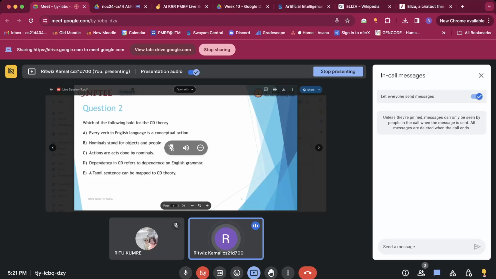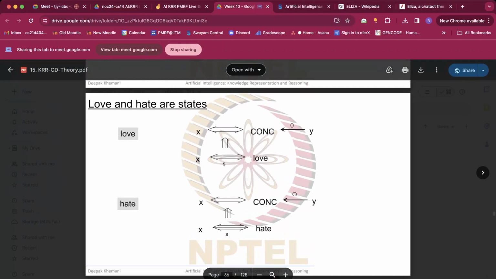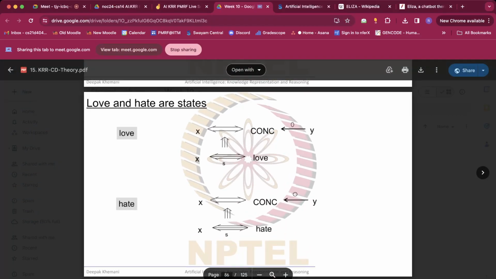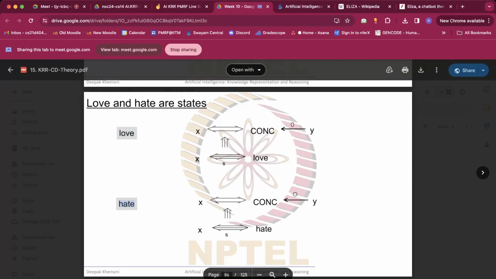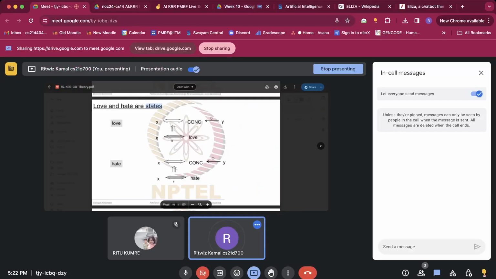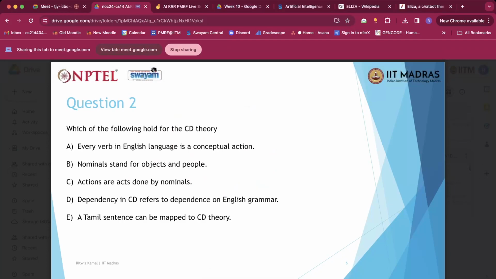The first option says that every verb in the English language is a conceptual action. But if you remember, the slides talked about two particular verbs, love and hate. These are not exactly actions; instead they are states in the CD theory. So we know that not all verbs in the English language are actions, and the first option is incorrect.